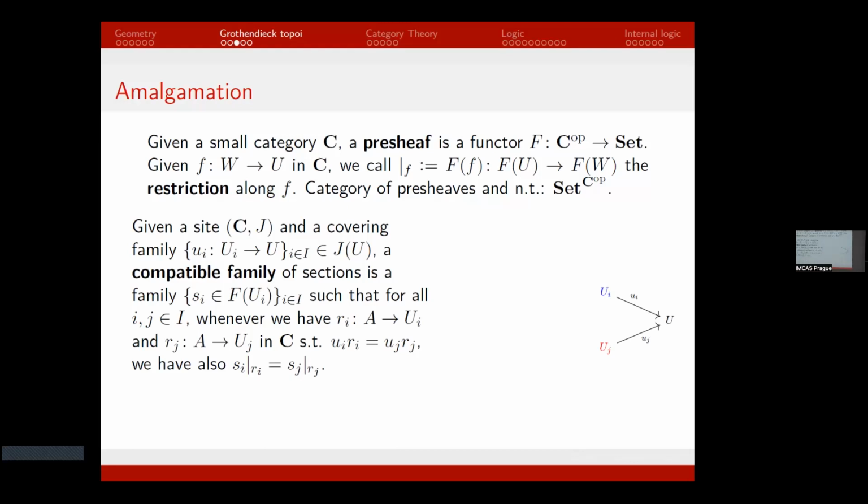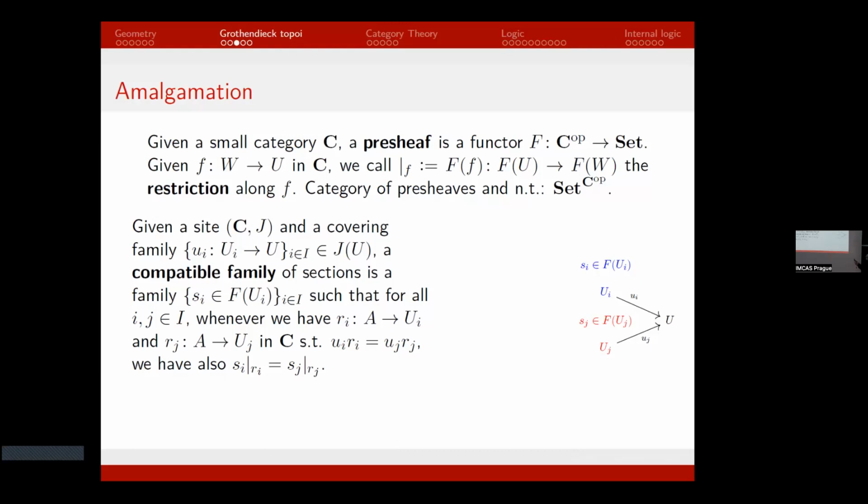And now the notion of compatible family. Before, the idea of a compatible family was a family of sections defined on each element of the covering. Here it is the same. We have an object, and we have a covering family, UI, UJ. And for each UI, we take a section SI in F of UI. So we pick a section in the pre-sheaf.